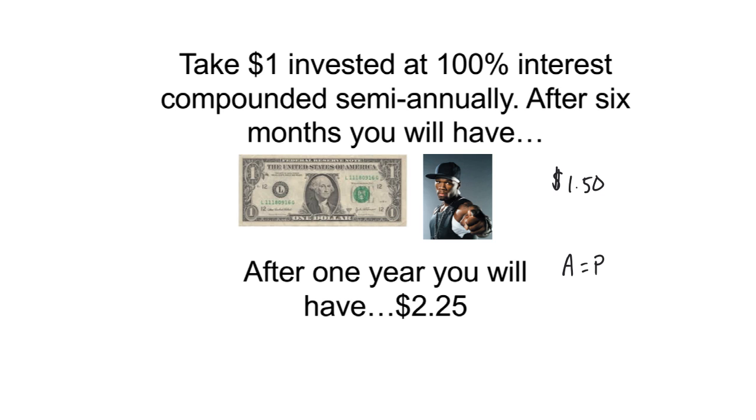A equals P times (1 plus R over N) to the NT. If we just let, say, the principal equal 1, $1 here, our interest rate also equal 1 to represent 100%, and then our N, number of compounds, since it's semi-annually, twice per year, that's going to be a 2, and then I'd have to raise it to the second power because N is 2 and T is 1. So $1.50 squared is $2.25.